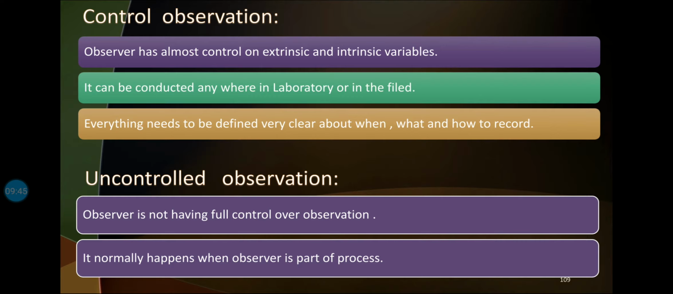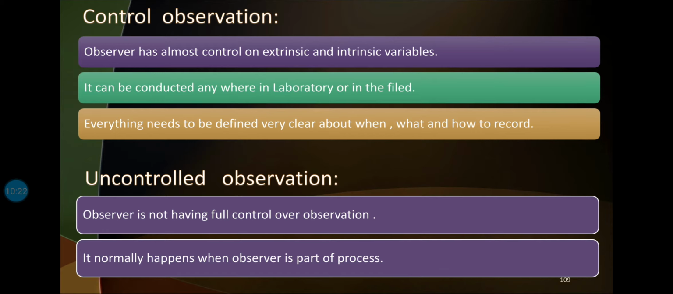It can be conducted anywhere in the laboratory or in the field. Everything needs to be defined very clearly about when, what and how to record. If you want to do the observation, suppose of some chemical reaction, to maintain the chemical reaction you need to maintain the temperature of the room, humidity of the room, as well as the darkness of the room. So in this particular condition, you need to take the observation with the control conditions. You need to maintain those conditions while performing your experiment.